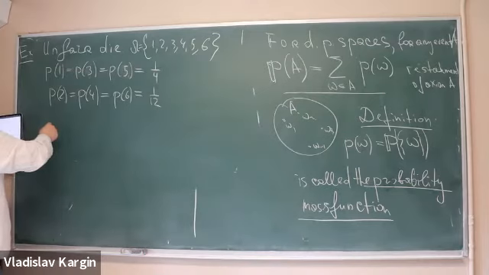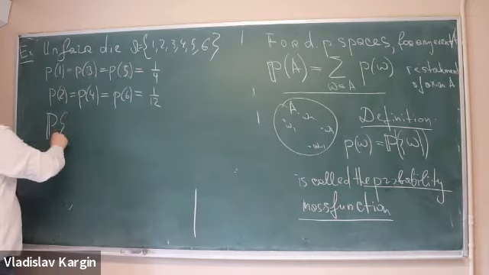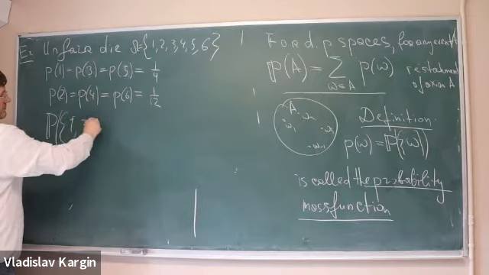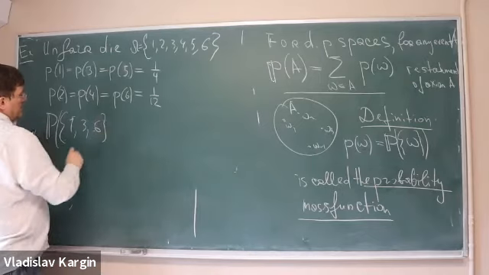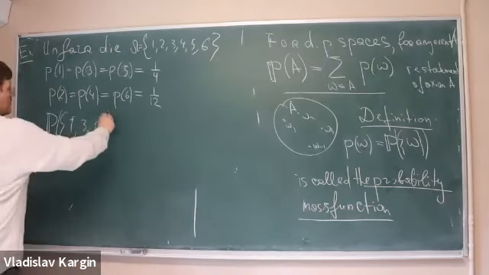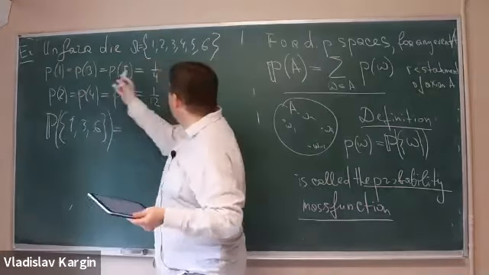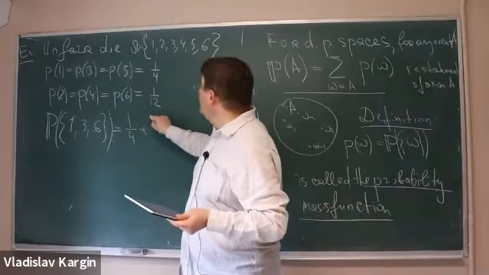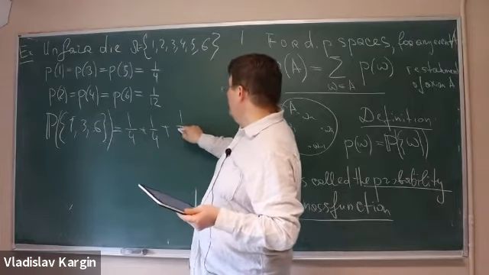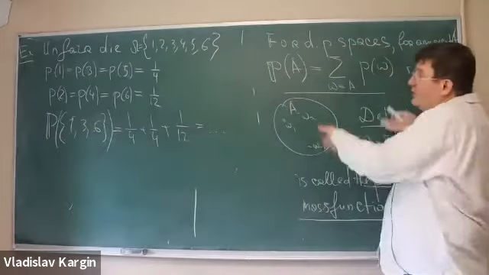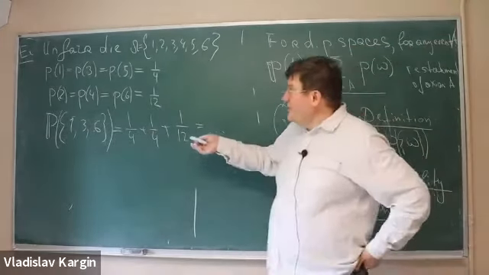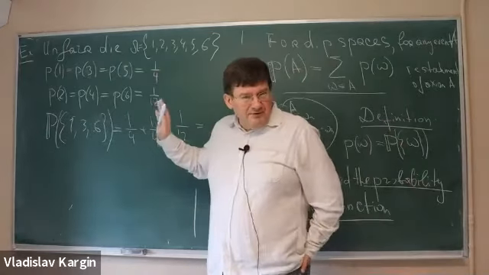So when you ask what's the probability of the event, say 1, 3, 5, or maybe 1, 3, 6, you say that this is 1/4 plus 1/4 plus 1/12. So to calculate things, we just need to sum these probabilities, and this is unfair. So this is the difference from the Laplace definition.